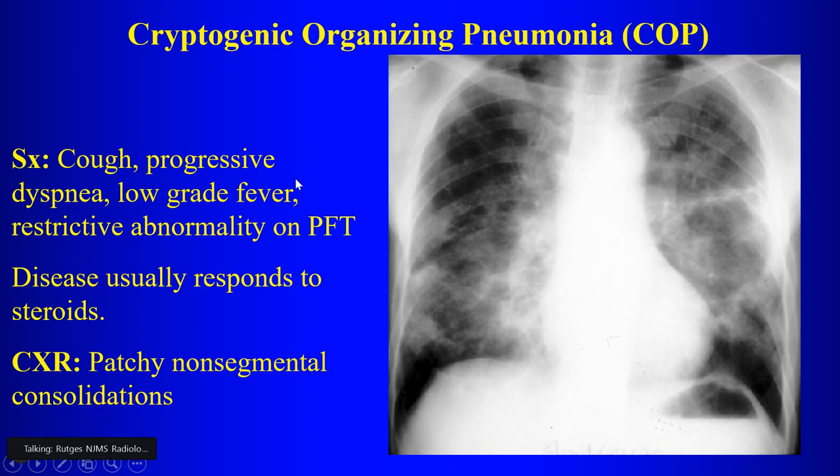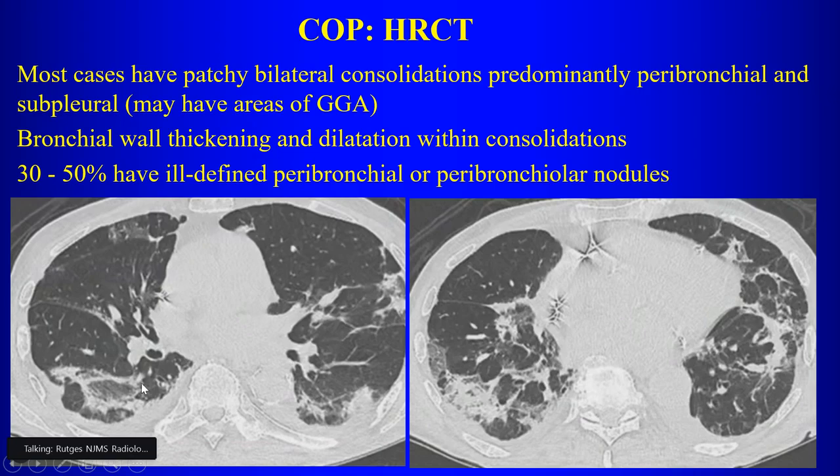So COP, the idiopathic form, has an onset with cough, progressive shortness of breath, low-grade fever, and consolidations. It looks like pneumonia, and many times the patients are treated for pneumonia. They don't get better. The story is you do a CT scan, you notice the peripheral consolidations, you suggest the diagnosis, they treat with steroids, and the patient gets better. Okay? So the key finding is the distribution of these consolidations, that these are predominantly peripheral in distribution.